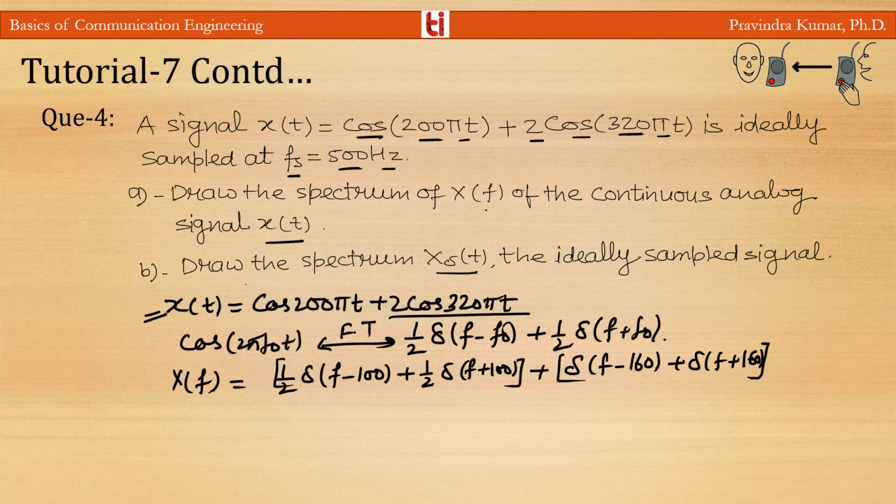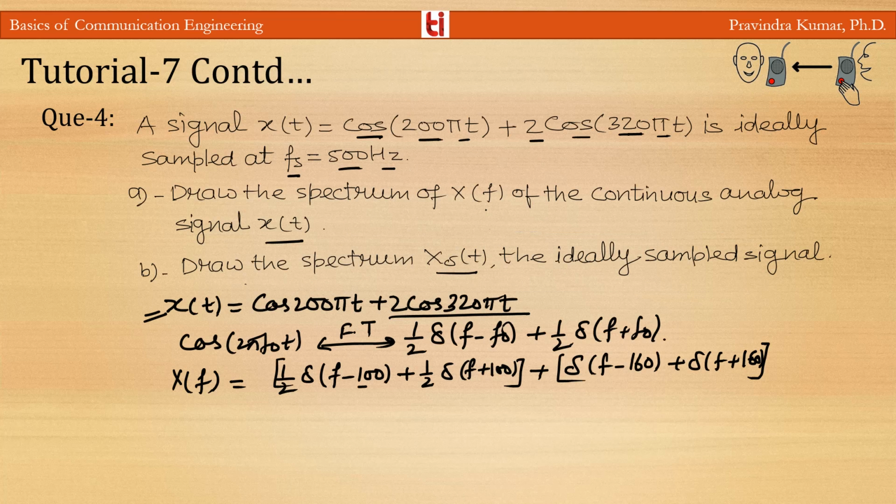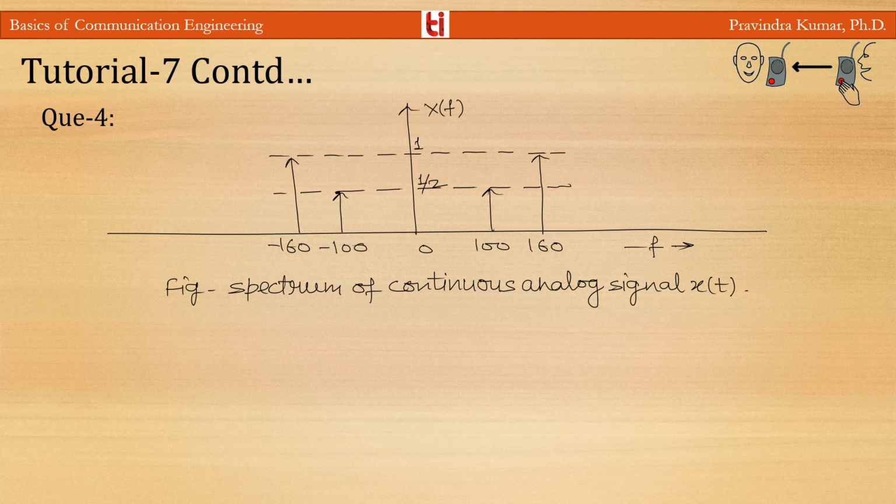So you can see this is the spectrum of the analog signal x(t). Here the components will be at 100, minus 100, minus 160, and plus 160. The amplitude at 100 and minus 100 is 1/2, and the amplitude at 160 and minus 160 is 1. So this is the spectrum of the continuous signal x(t).